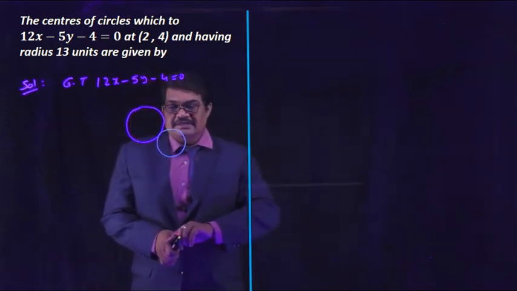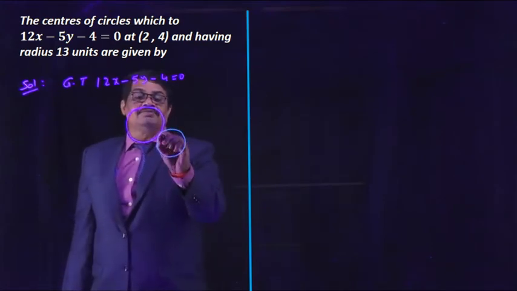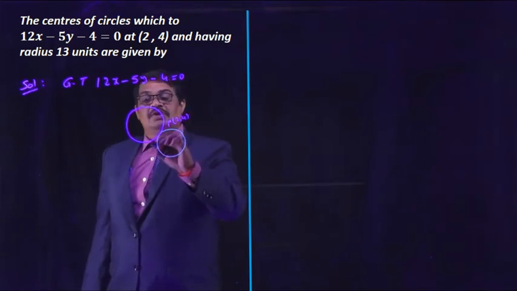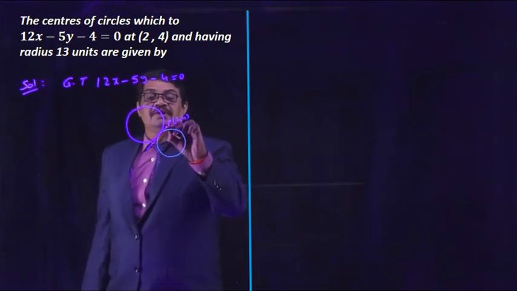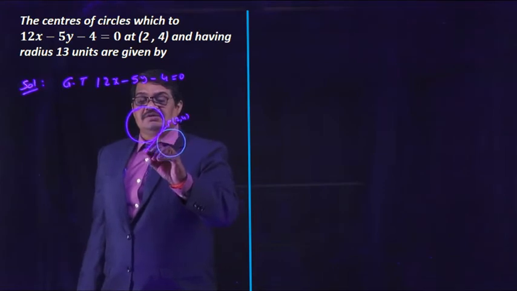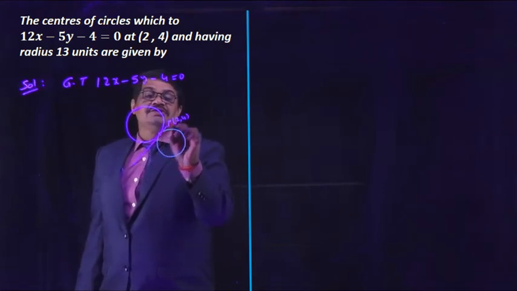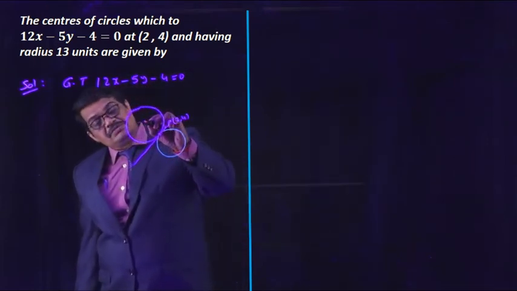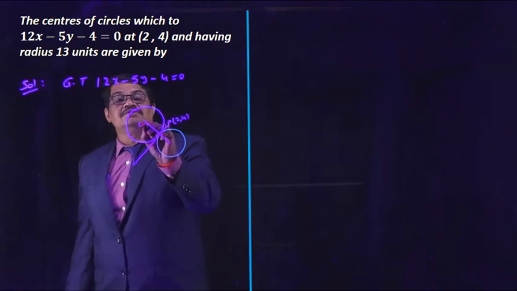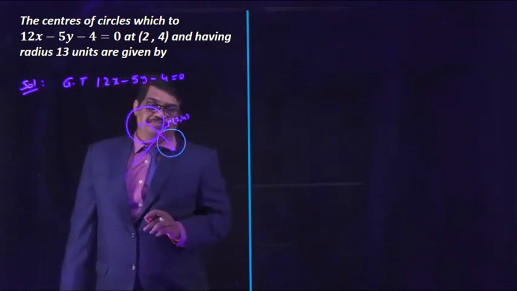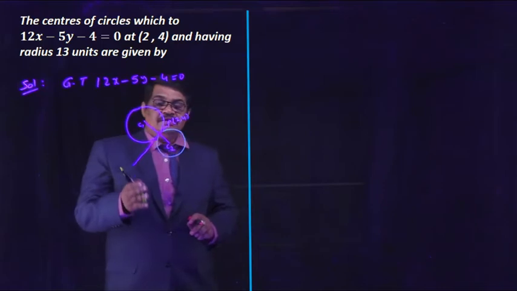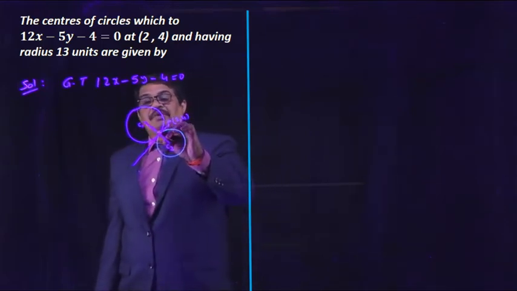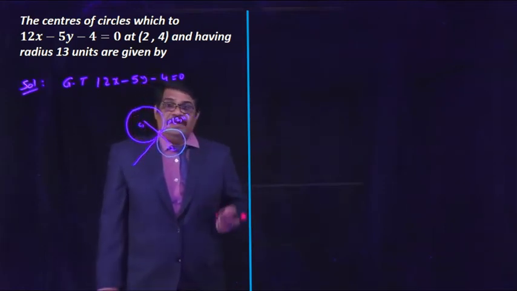These two circles touch at this point. That point P is given as (2, 4). Now we are writing the tangent at this point. So this is the tangent line and this point is (2, 4). Now the line joining C1 and C2, say this is the line, this is C1 and this is C2. Here the line C1C2 and the line passing through the point P, that is the tangent line, are perpendicular to each other.